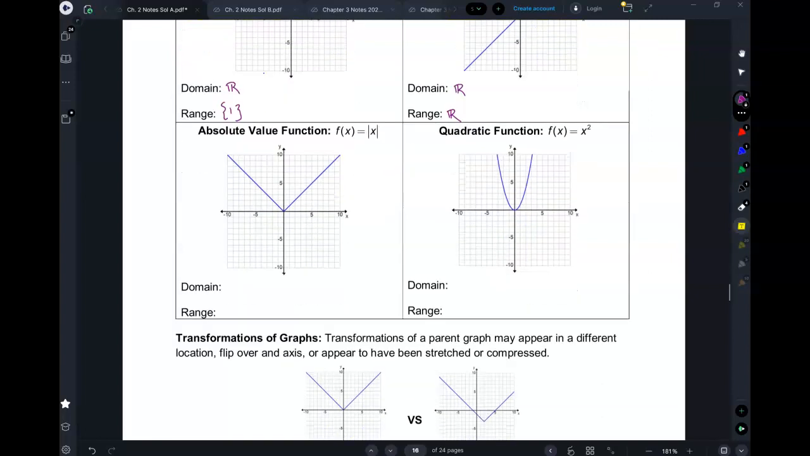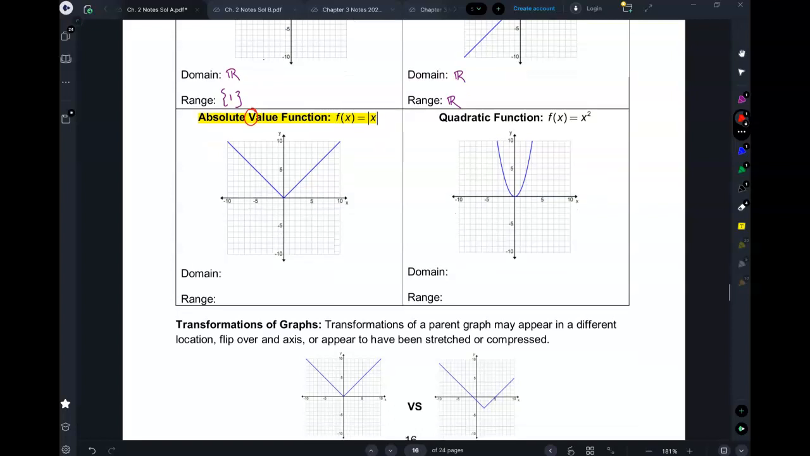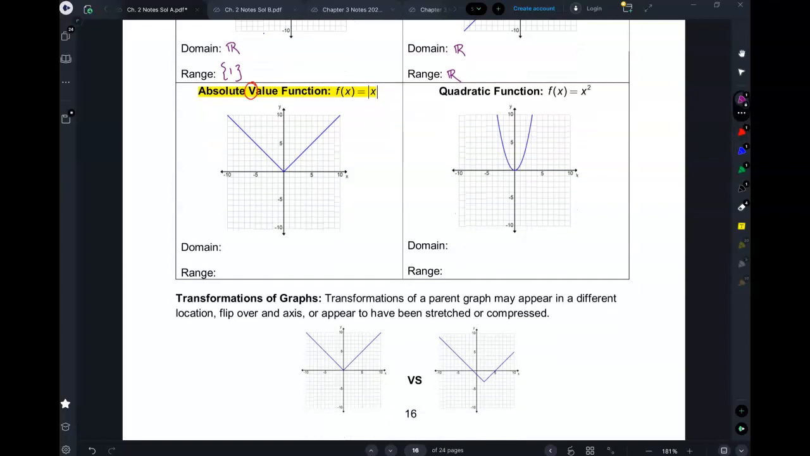Okay. Next, we have an absolute value function that looks like this. The way to remember this is, absolute value, V, the graph looks like a V. Now, what would the domain be for this? All real numbers. Now the range, you go bottom up. There's nothing here, nothing here. The graph starts at 0 and goes up, greater than or equal to 0.